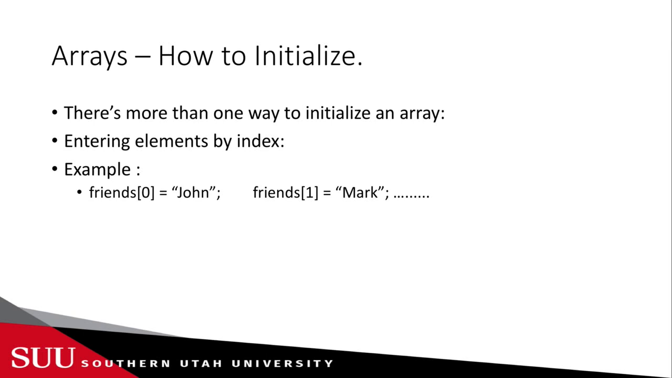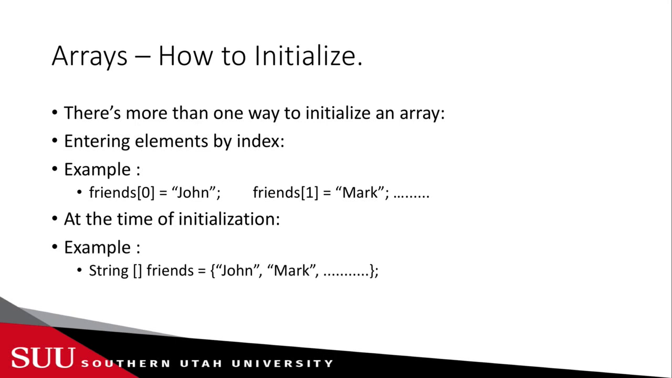Now another way is that we can declare and initialize in the same line, and this is how it is going to look. We'll say string array friends is equal to, and now we don't have to say new string array of any size, we just list our values separated by commas inside curly brackets. Java is going to do the work for us and count the number of elements, and will create the array accordingly. So we do not have to specify the number of elements when we do this.